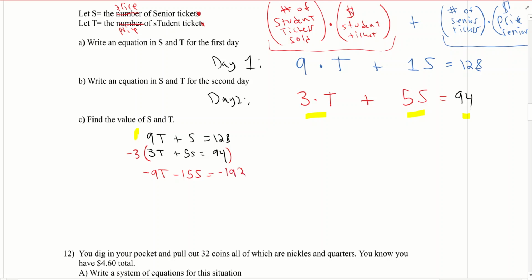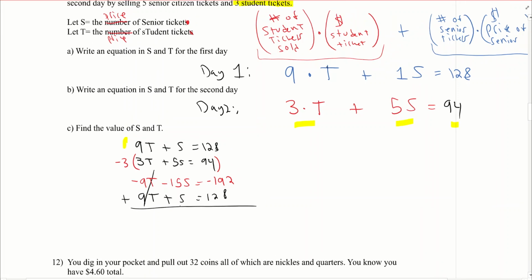And then we take our other equation, right? It's just that top equation. I'm just rewriting it down here so I can see the addition really well. And we're just going to add these things together. So those cancel. Here we get -14s. And here we get -192 plus 128, which is -64. And we're going to divide both sides by 14.